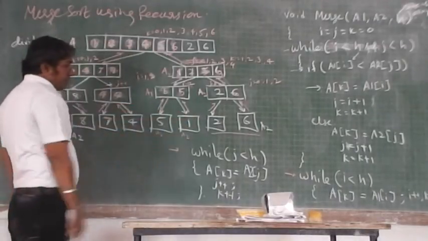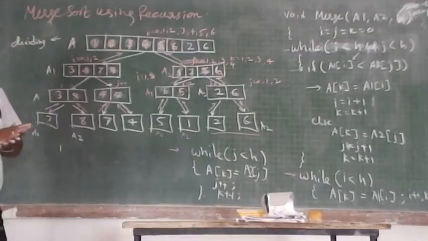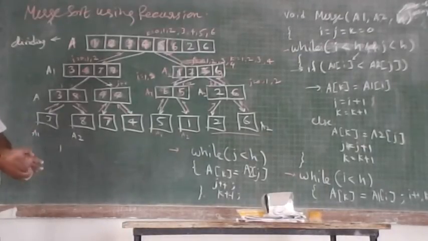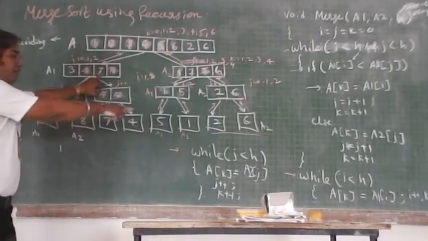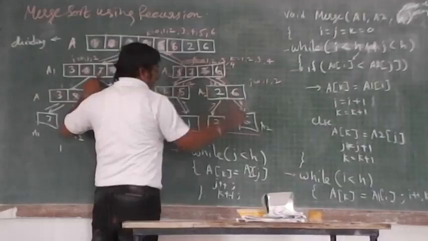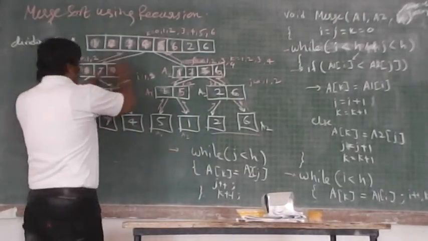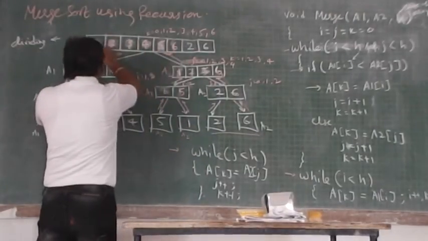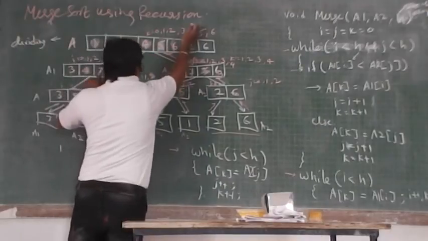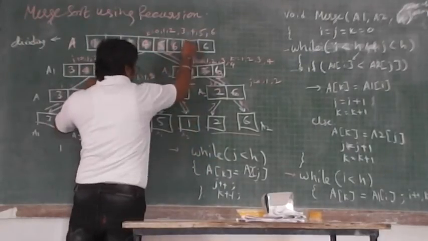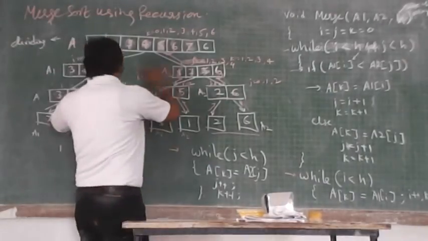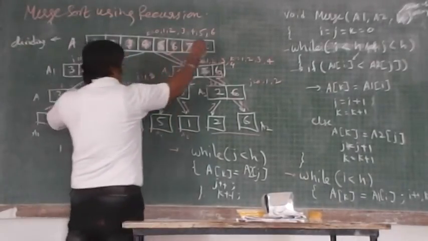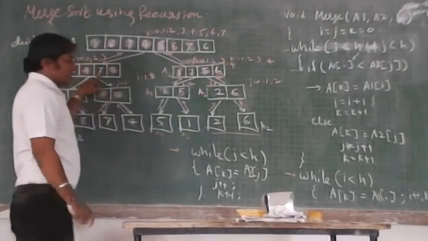Look what happens there. A1[2] goes to where? A[K]. What is the value of K? 6. A[6]. A1[2] goes to A[6]: 0, 1, 2, 3, 4, 5, 6. So 7 comes to here. I increments, K increments.